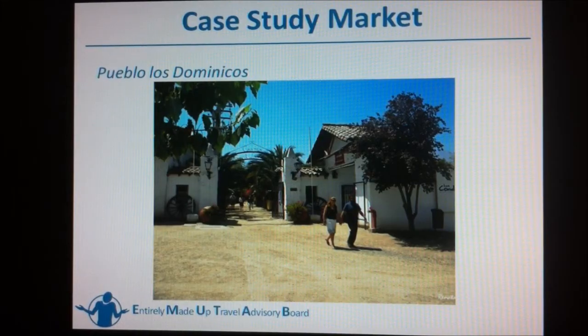Thus, for the purposes of this training video, we direct our sights to Pueblo Los Dominicos. The Pueblo Los Dominicos is an open marketplace that features 200 local merchants, including artisans, bakers, fashion designers, and other craft producers. Such a marketplace features low brand equity, low capital requisites, and negligible regulations, making it the perfect training ground for a first-time haggler.